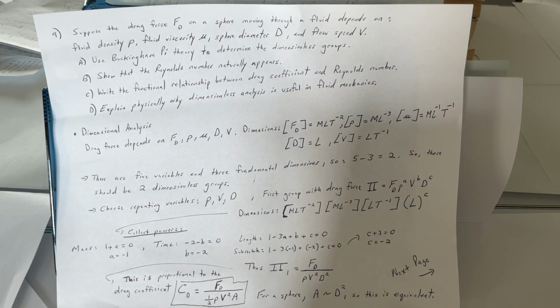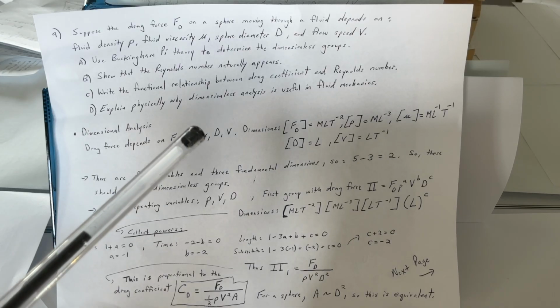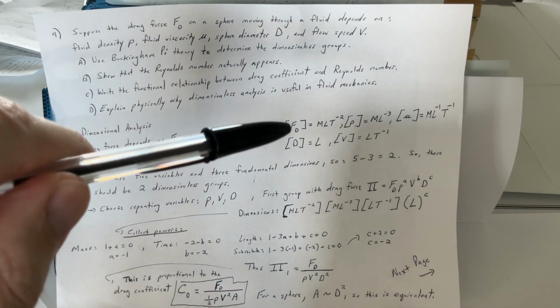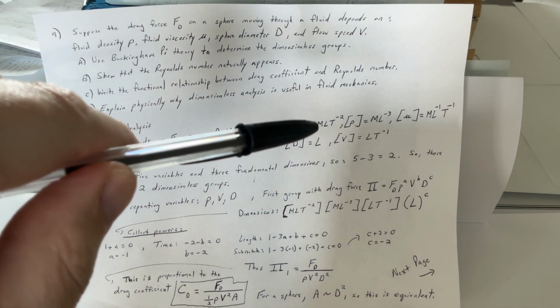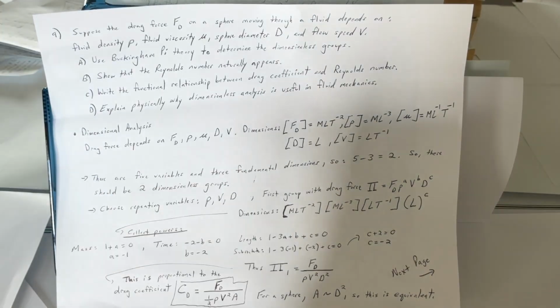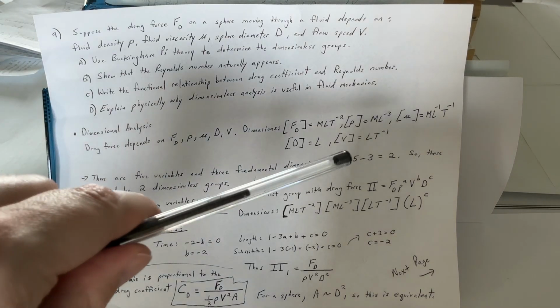Okay, so let's go through this. For our dimensional analysis problem here, the drag force F sub D depends on rho, mu, capital D, and V. We'll write out our dimensions. F sub D is capital M L T to the -2. Our rho is M L to the -3. Our mu is M L to the -1 T to the -1. Our D equals L, and our V equals L T to the -1. So what we can conclude from that is there are 5 variables and 3 fundamental dimensions. So we subtract, 5 minus 3 is 2.